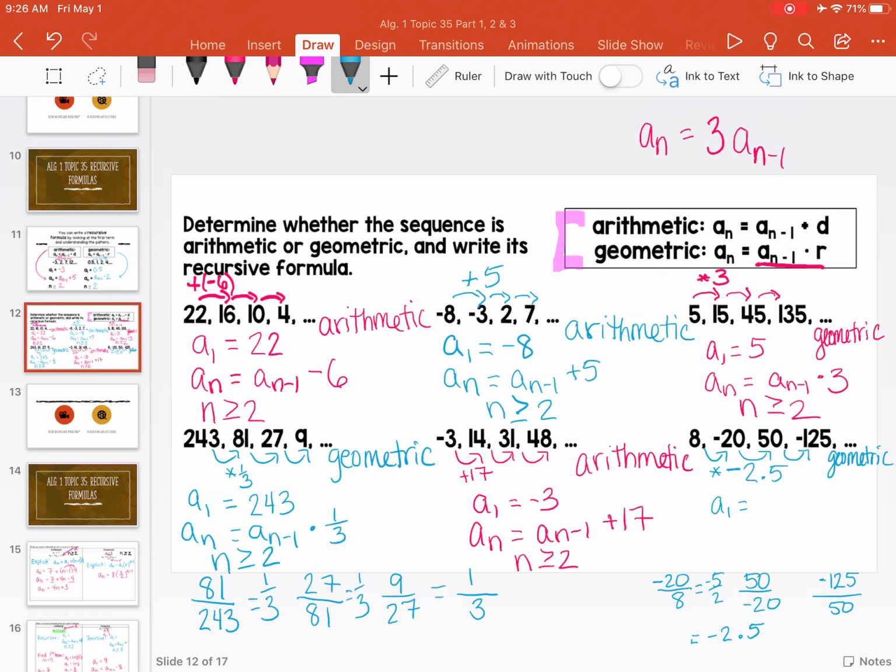My first term here is 8. In order to find the term that I want, I need to take the previous term and multiply it by negative 2.5. Now make sure here we're dealing with multiplication. So it's helpful to write this in parentheses, especially because this common ratio is negative. We don't just want to write minus 2.5 because we don't want someone to be confused and think that we're dealing with an arithmetic sequence, when in actuality we're dealing with a geometric sequence. And this works for finding the second term and up.